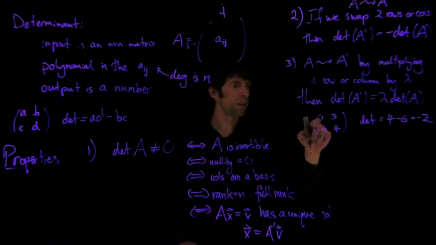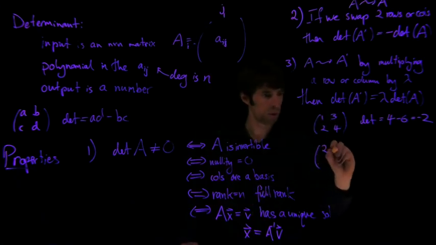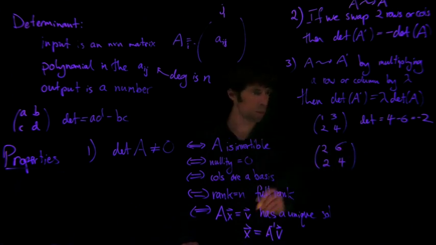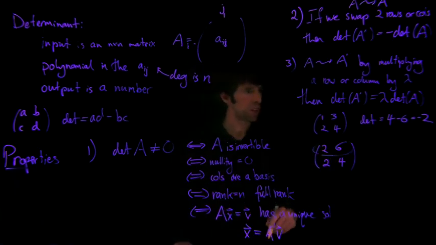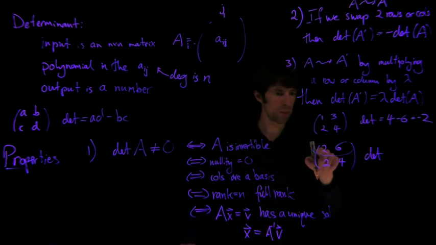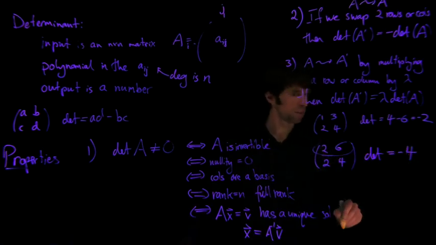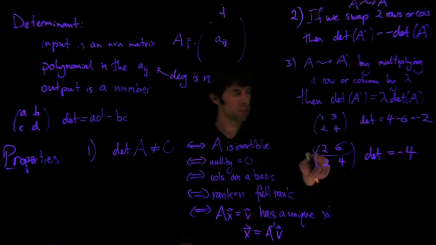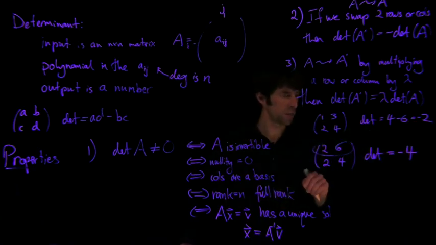If I multiply the first row by 2, I'm going to have 2, 6, 2, 4. So I've multiplied the first row by a factor of 2. Then the determinant is going to be 2 times 4 minus 6 times 2. So that's 8 minus 12. I get a minus 4. So I've gone from the first matrix to the second by multiplying by 2 on one row, and the determinant has been multiplied by that same factor 2.